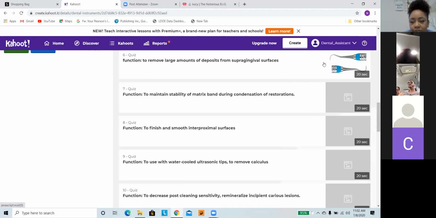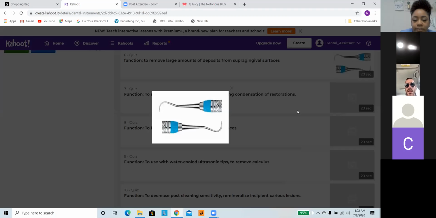This particular instrument that you see in the picture here removes large amounts of deposits from the subgingival surfaces. So what is this particular instrument? First, let's think about this. If you look at the instrument, what tray would it be on? Can you guys see that instrument? Kind of like a water pick, but it's not. You're on the right track, Michael. What tray would this particularly be on?